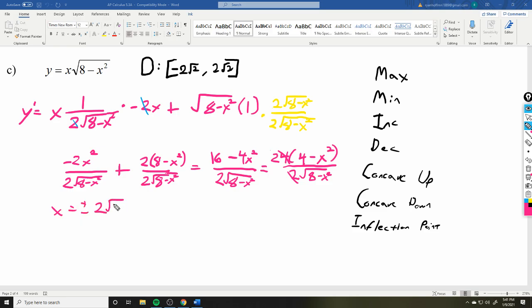And we should always check the endpoints whenever we have endpoints. But then we also have plus or minus 2, and that's within our interval, because this is square root of 8 and this is square root of 4. And so our sign chart here for the first derivative should look like this.